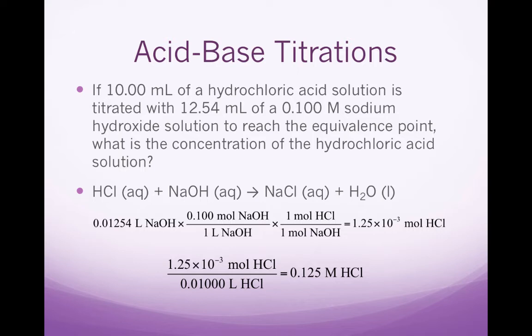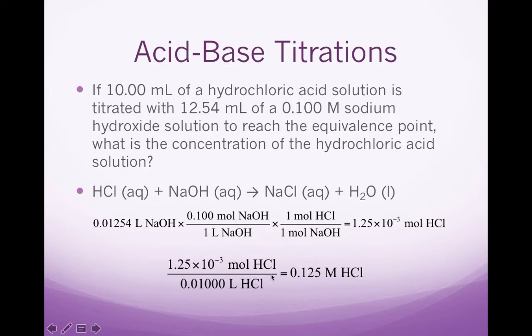Well, the first thing you want to do is write out your balanced chemical equation, and this will always just be a neutralization reaction. So here we have hydrochloric acid reacting with sodium hydroxide to make sodium chloride and water. And you want to make sure it's balanced because we're going to use the stoichiometry from the balanced chemical reaction to calculate our concentration.